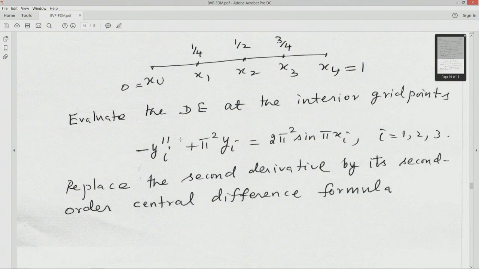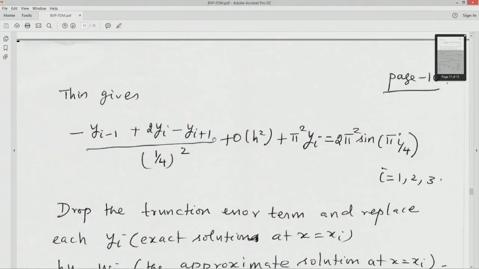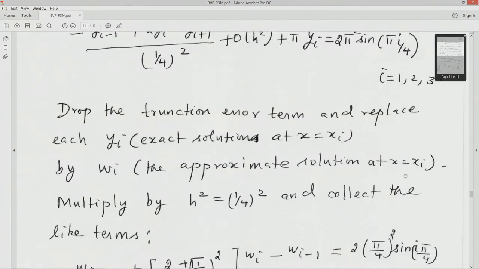So, let us again replace the second order derivative in the differential equation by a second order accurate central difference scheme. If we do that, then we get minus y i minus 1 plus twice y i minus y i plus 1 by h square, h is 1 by 4, plus order of h square, because the error in this approximation is of order of h square, plus pi square into y i, and that is equal to 2 pi square into sin i pi by 4 for i is equal to 1, 2, 3.